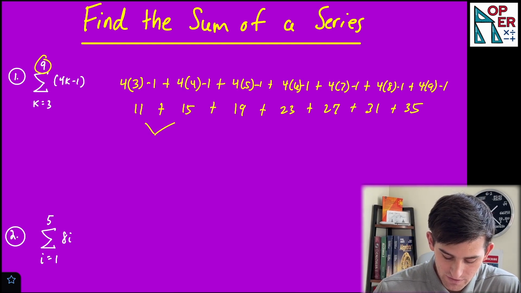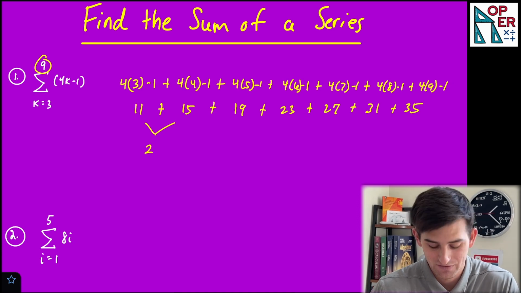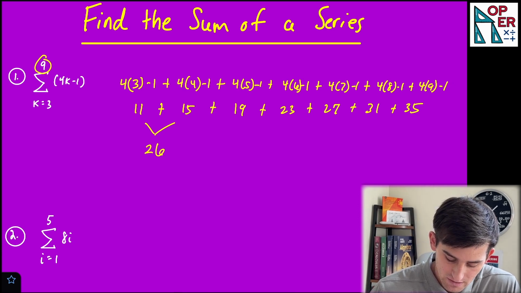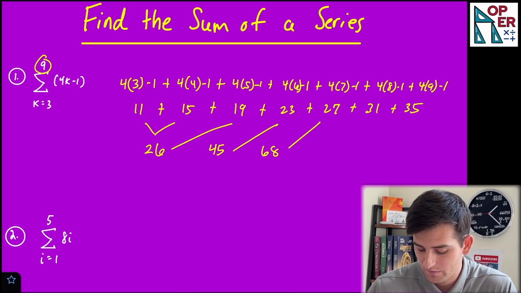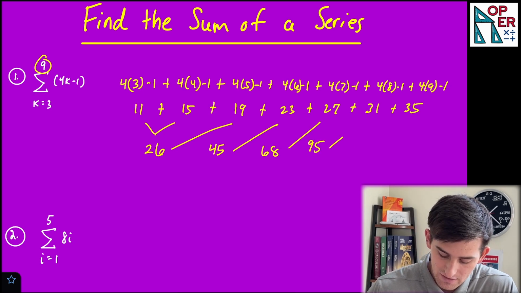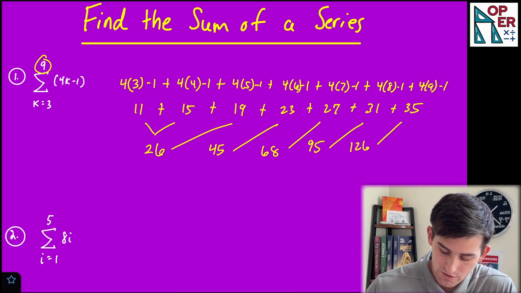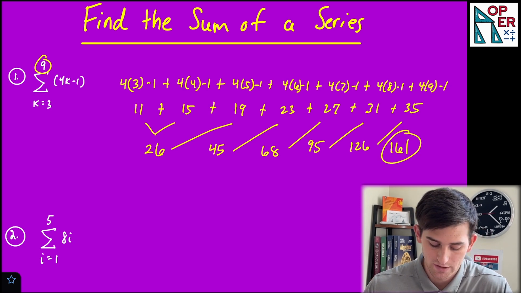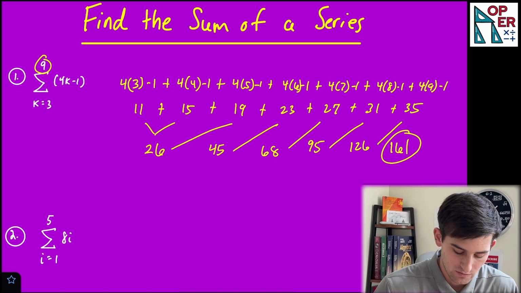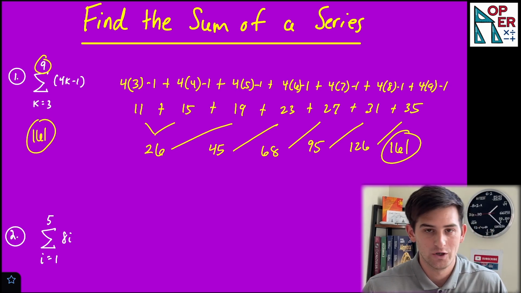So if I did 11 and 15, that would give me a 26. 26 and 19 would give me a 45. 45 and 23 would give me 68. 68 and 27 would give me 95. And 95 and 31 would give me 126. And 126 and 35 would give me 161. Okay, so the sum of the series would be 161.